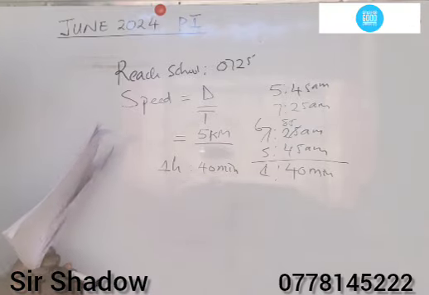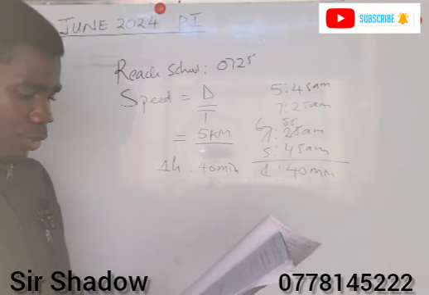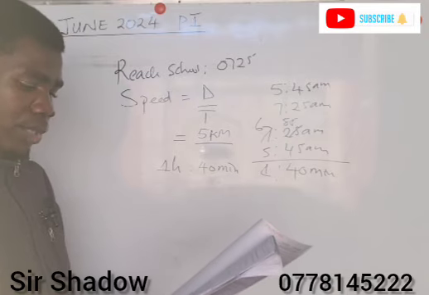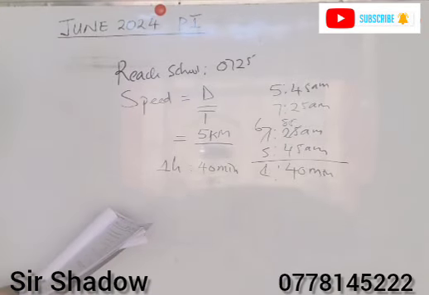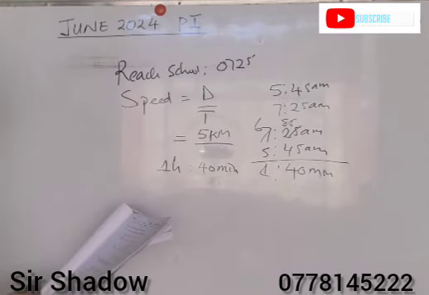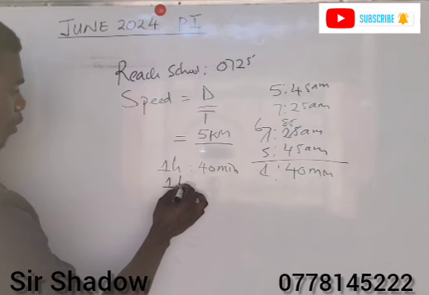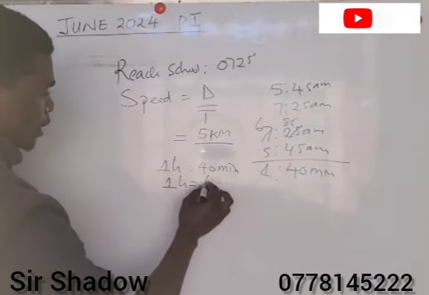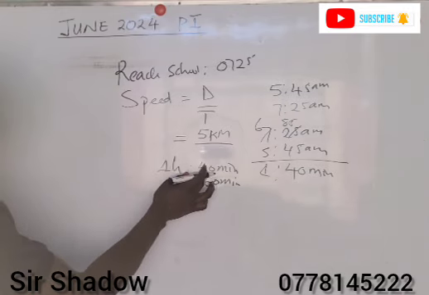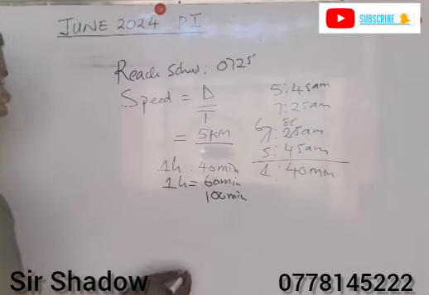We want to express our solution in kilometers per hour, so I want to find the speed in kilometers per hour. But we have 1 hour 40 minutes. Remember, 1 hour is equal to 60 minutes, so 60 minutes plus 40 is 100 minutes. How many hours is 100 minutes?